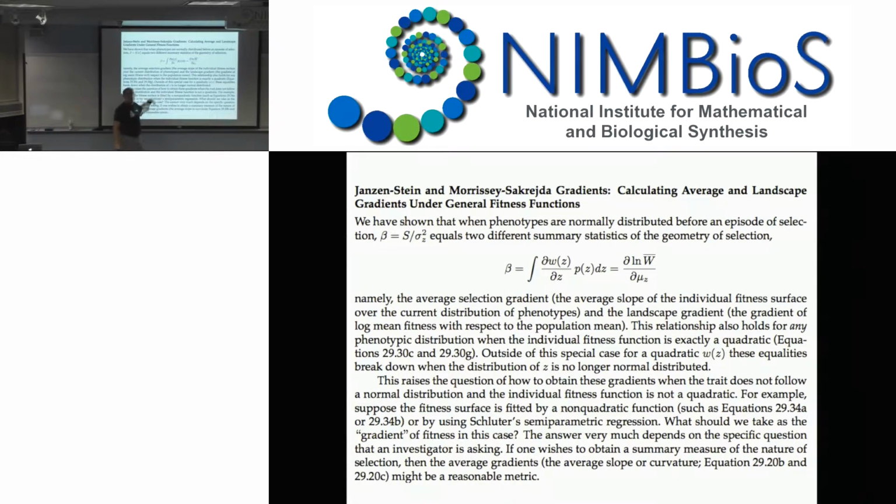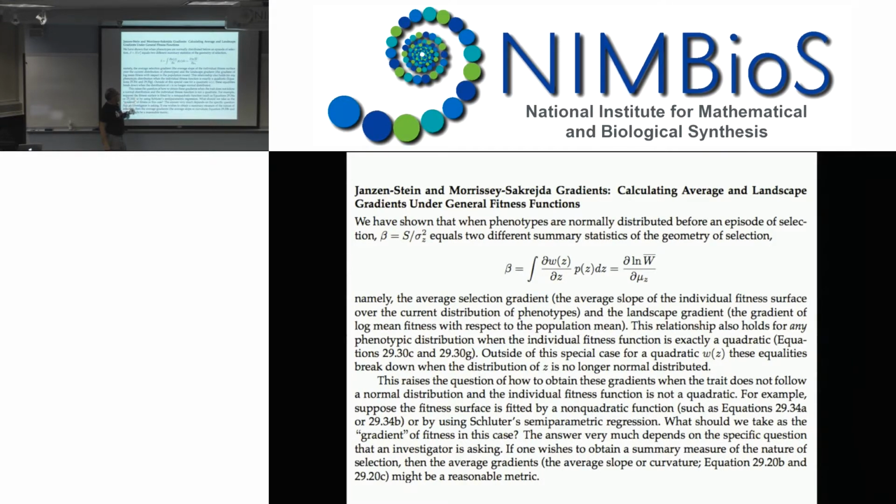So with this notion of gradients, if you have the trait being normal, or the true fitness function being a quadratic, you've got these relationships. So beta, which is the linear regression slope, equals the average curvature. It also equals the gradient of log mean fitness.